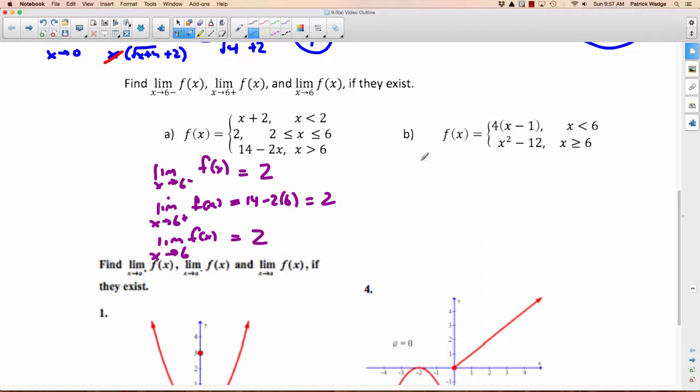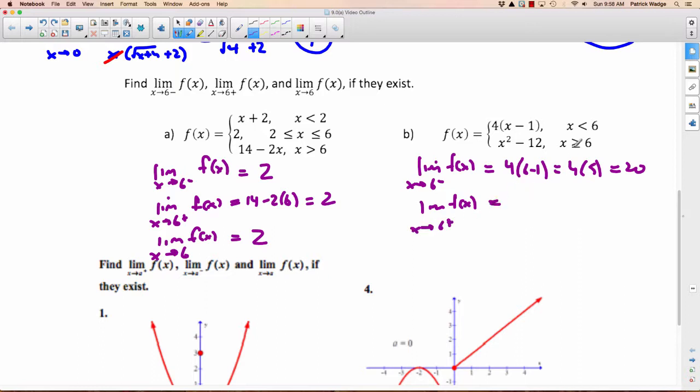Okay, let's do the same thing over here. The limit of f of x as x approaches 6 from the left-hand side. So that would be the top one, right? From the left-hand side is this domain here. So what I'm going to do is plug in 6 right there. So you get 4 times 5, you get 20 as your answer. Now we're going to do it from the right-hand side.